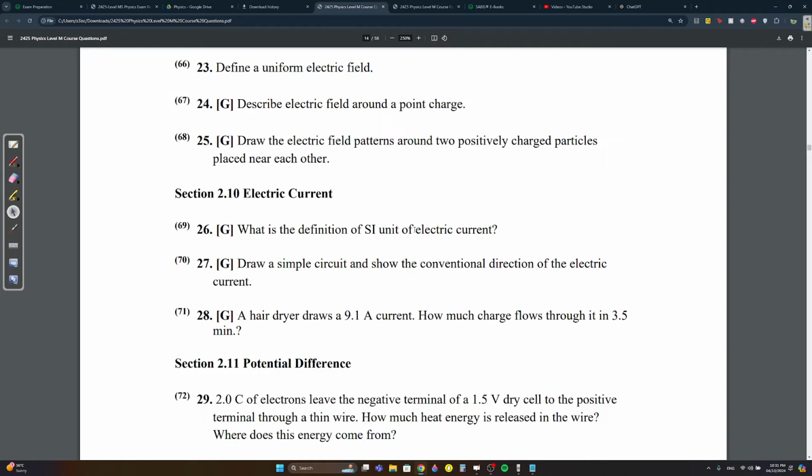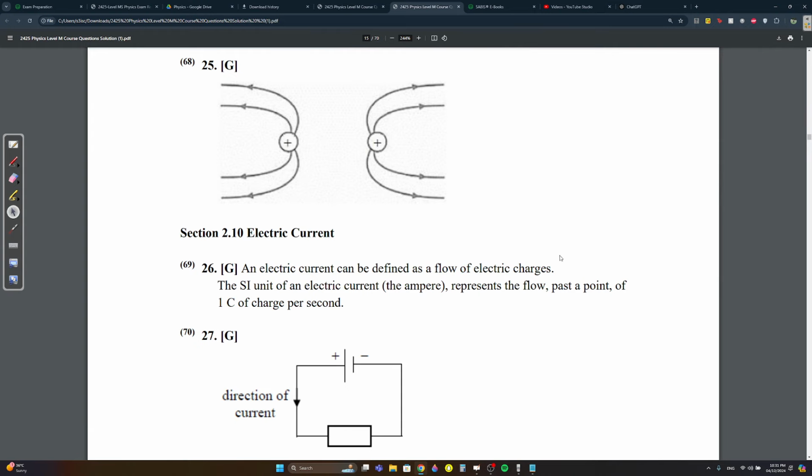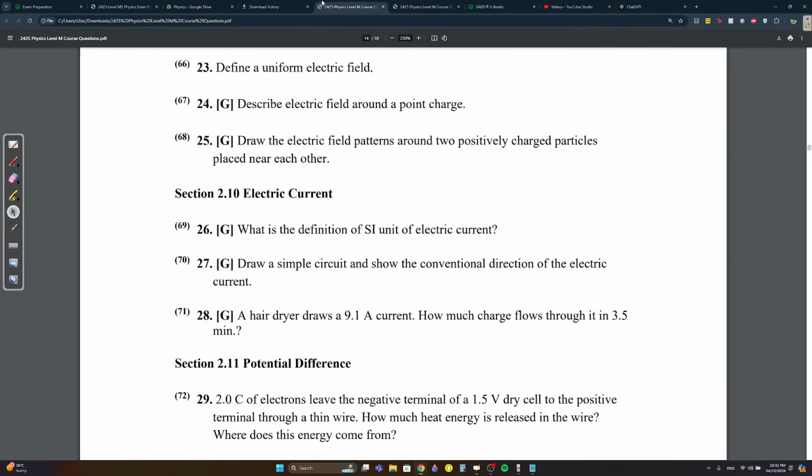What is the definition of SI unit of electric current? Electric current SI unit is ampere, right? Electric current can be defined as the flow of electric charge. What is its SI unit? The ampere, which represents the flow of 1 coulomb per second, because I is equal to Q divided by T. So it's 1 coulomb per 1 second. So the definition of it, it can be defined as the flow of electric charge, which is 1 coulomb per 1 second.